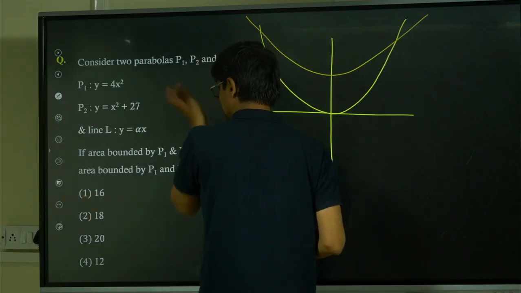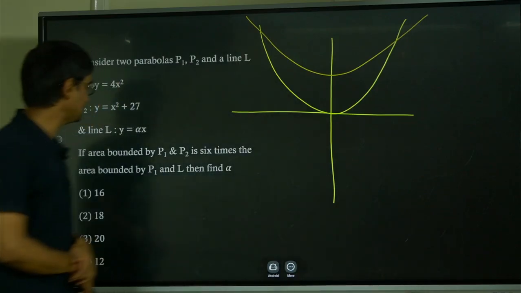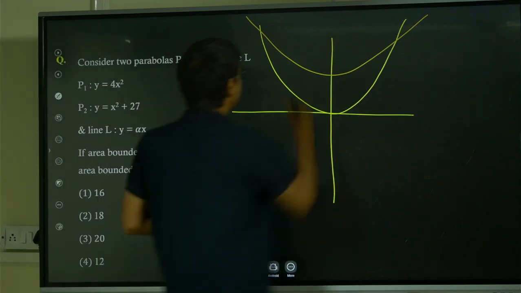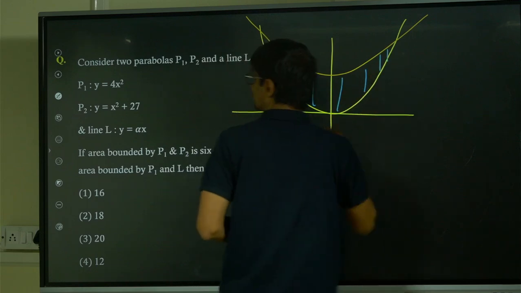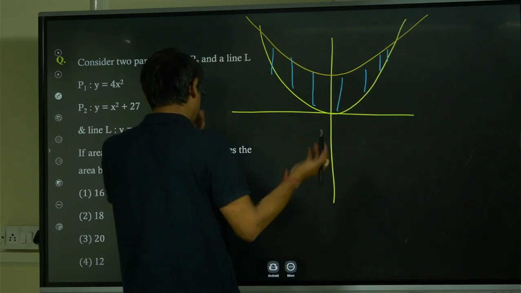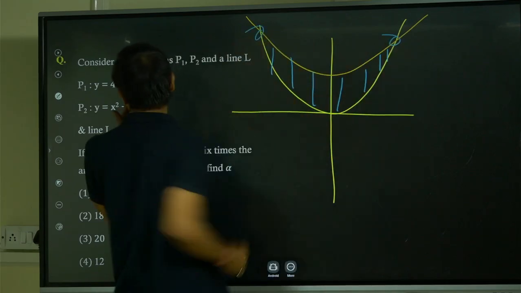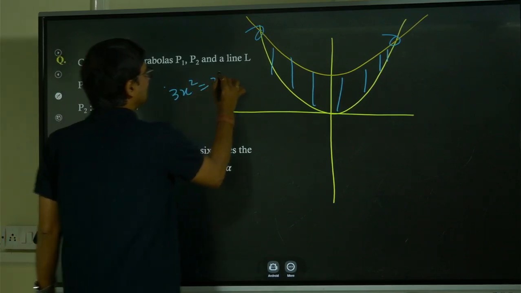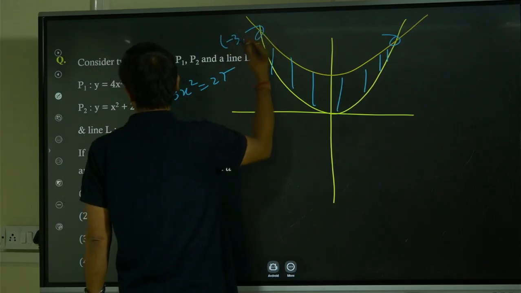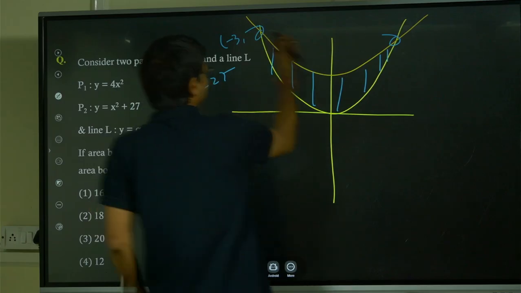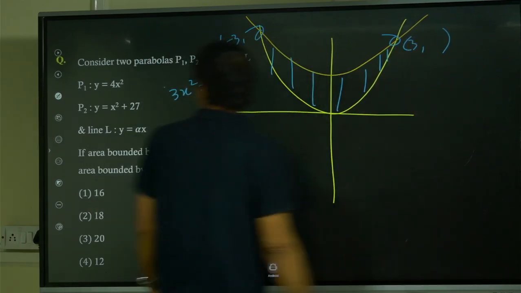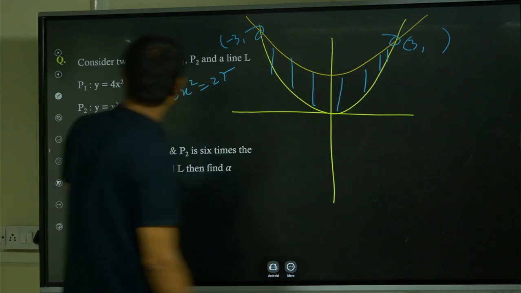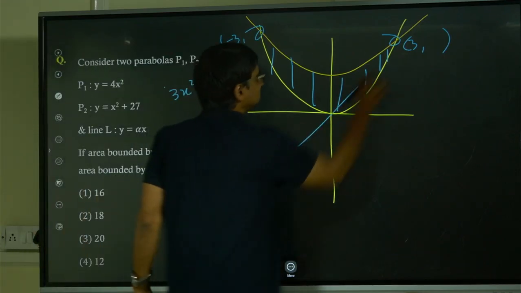And the line is y is equal to alpha x. If the area bounded by P1 and P2 is 6 times the area bounded by P1 and L, we can get it. We need to get just these points. So 4x square is equal to x square plus 27, 3x square is equal to 27. So the points are minus 3 to 3, we got it. Now the area between P1 and the line, that's it.